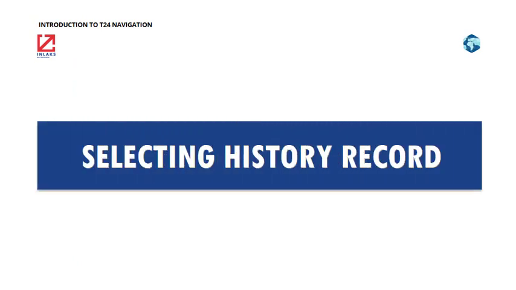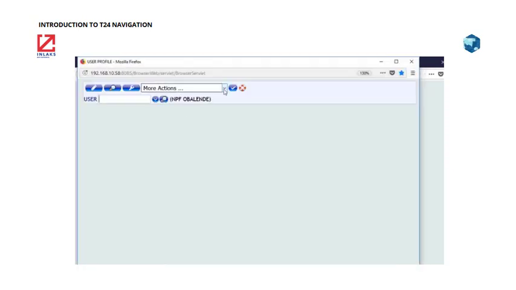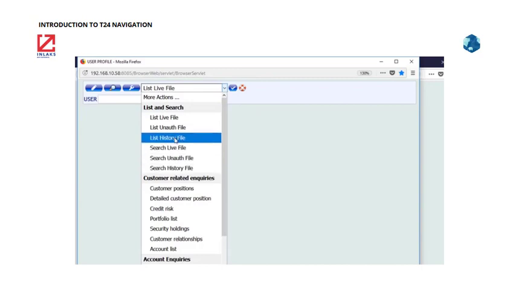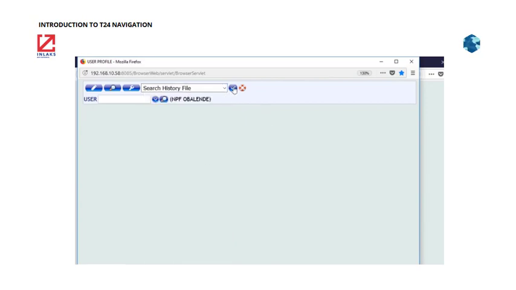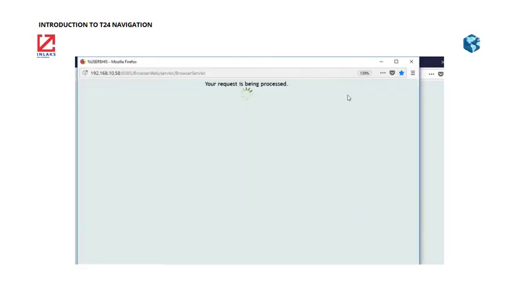The following are steps to selecting history record. Step 1. Type in user in the command line field. Step 2. From user, click on More Actions drop down. Step 3. Select Search History File from the drop down. Step 4. Click on Go button to execute. Step 5. Click on Find tab.